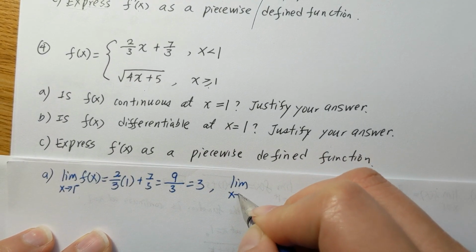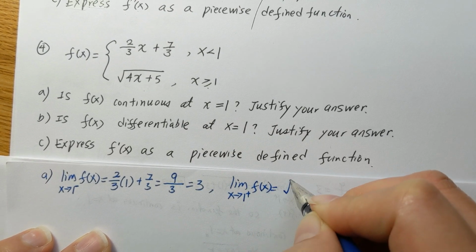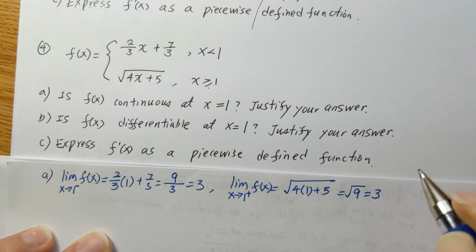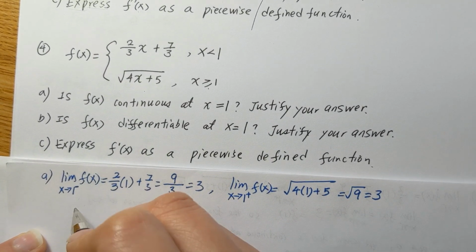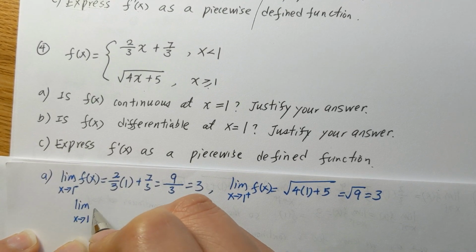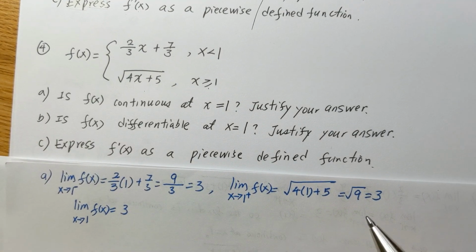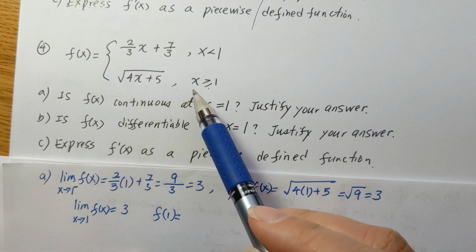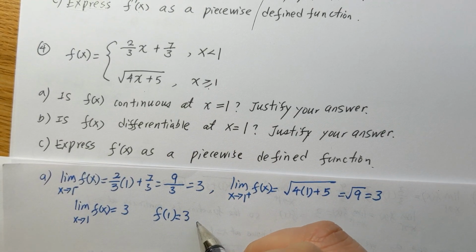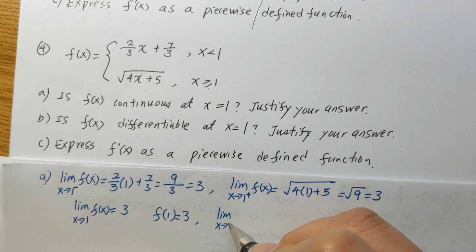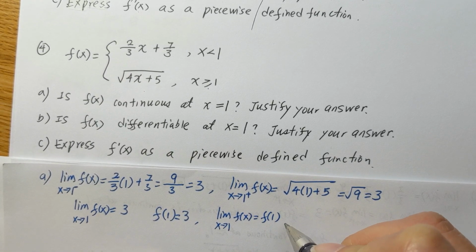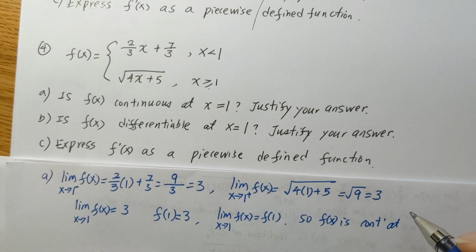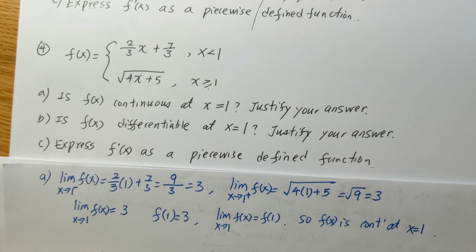And then we do our right-hand limit. So our left-hand limit equal to right-hand limit. So we can say the limit as x tends to 1 equal to 3. And then you define the point value. The point value equal to this part over here, which is also 3. So the limit equal to the point value. So f of x is continuous at x equal to 1. So we finish part A.